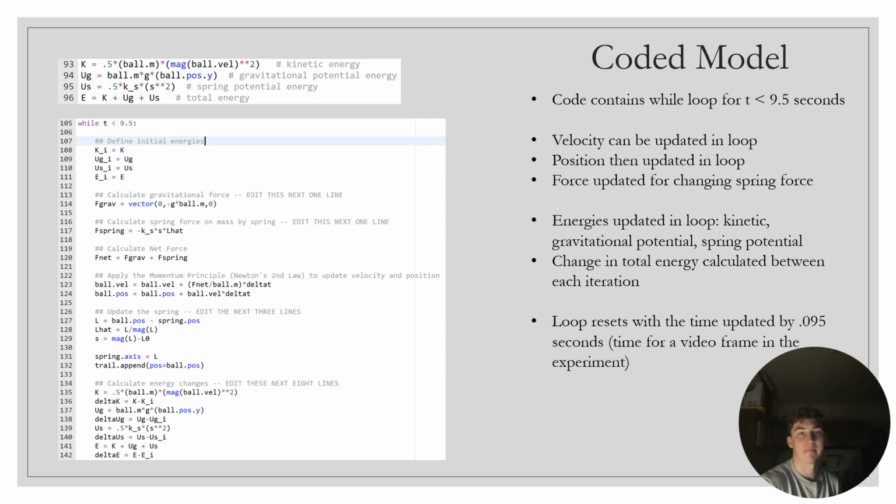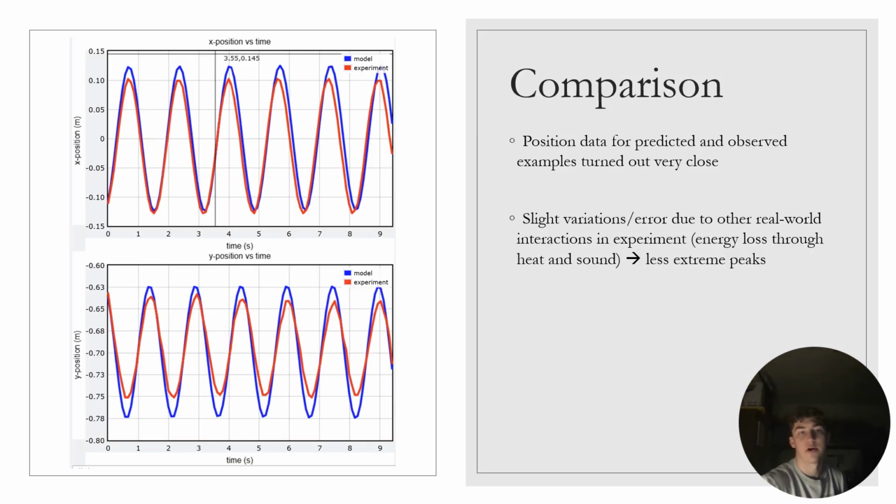So comparing our tracker and our coded data, they came out very, very similar. And there are only slight variations, which I would assume are due to things like real-world interactions in the experiment, like some energy being lost through heat and sound, which is why the peaks for those lows and highs in the oscillations aren't quite as extreme.